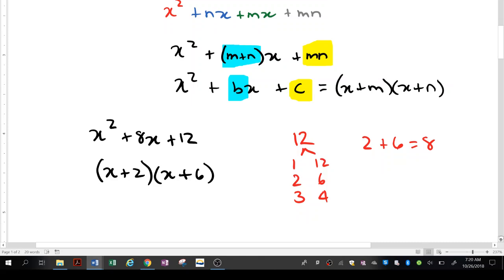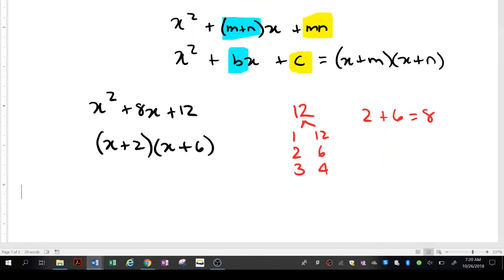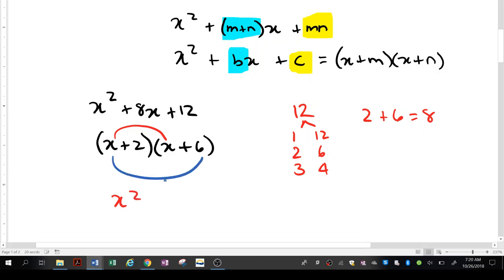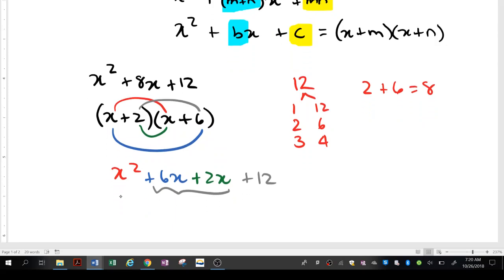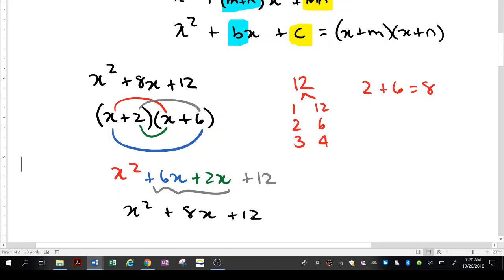And let's just go back and FOIL that and double check. So here is our x squared term. That's our first. Our outside plus 6x, plus 2x is our inside term, and our last term plus 12. And when we combine those two middle terms, because they are like terms, we get x squared plus 8x plus 12, which is the trinomial that we started with.